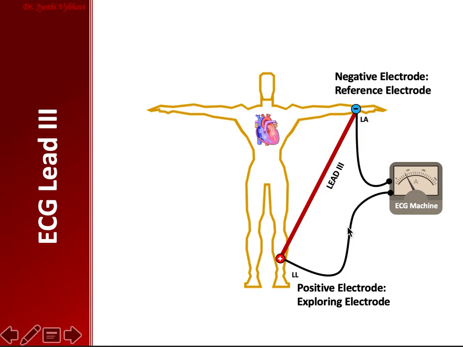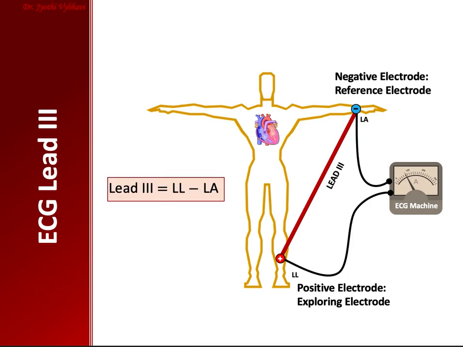Then coming to lead 3. To record lead 3, the negative terminal is now applied to the left arm and the positive to the left leg. This means that the electrocardiograph records positively when the left arm is negative with respect to the left leg, right? Lead 3 records the difference between left leg and left arm. So it's given by this formula. I hope this is clear.